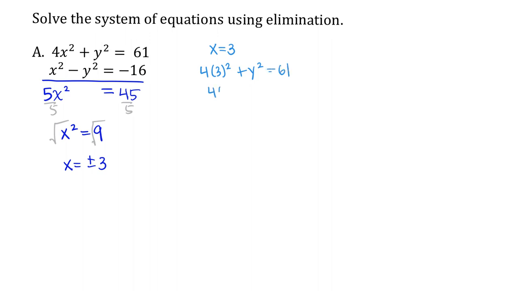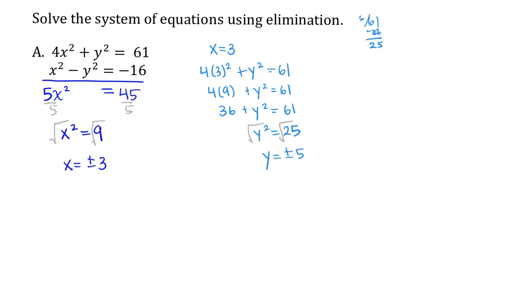Order of operations, 4 times 9. 4 times 9 is 36. Okay, what's 61 minus 36? 25. Okay, now to cancel the squared, I need to square root it. So I get y equals positive and negative 5. So after plugging in x is 3, I got positive 5, but I also got negative 5. So I already have 2 answers.